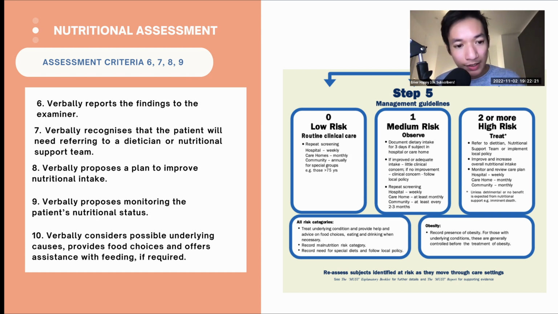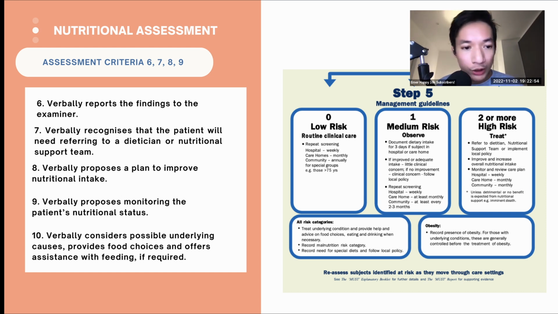And of course, verbally considers possible underlying causes, provides food choices, and offers assistance with feeding if required. Actually, it's already written on number 10. So let's do a simulation. Let's say, assessor, my MUST score for my patient is 5. So my proposal would be, of course, I will be referring the patient to the dietitian and nutritional support team. And let's say we're in the hospital, I will be monitoring the MUST of the patient every week.